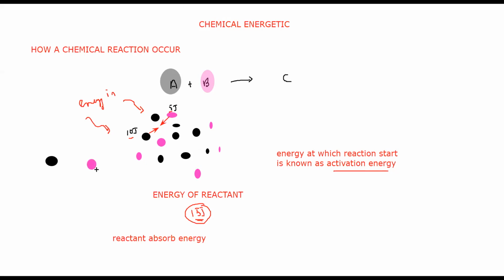So for example, A and B are the particles. A has 10 joules of energy and B has 5 joules of energy. These particles collide, hit each other. When they collide, they bounce back, or rebound. So this is not the activation energy, because the particles are colliding, but they're not forming a product.